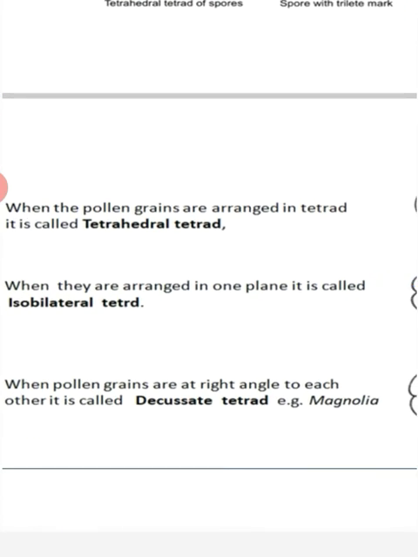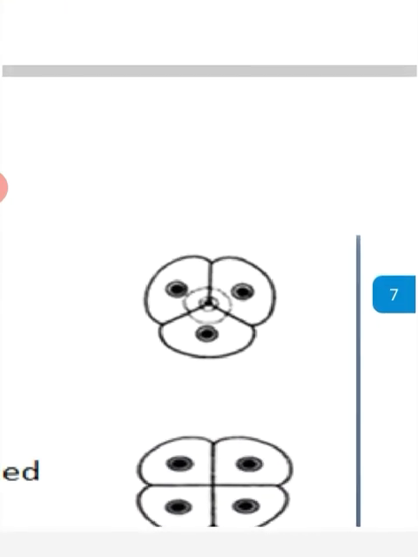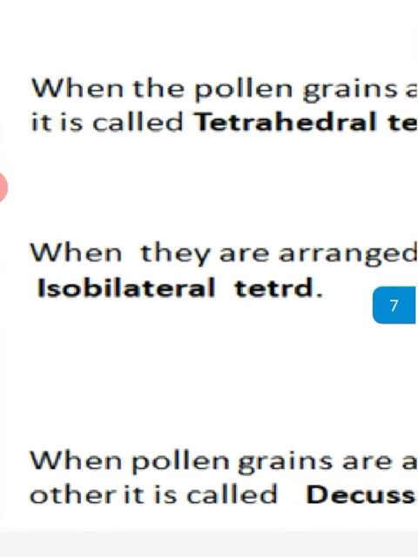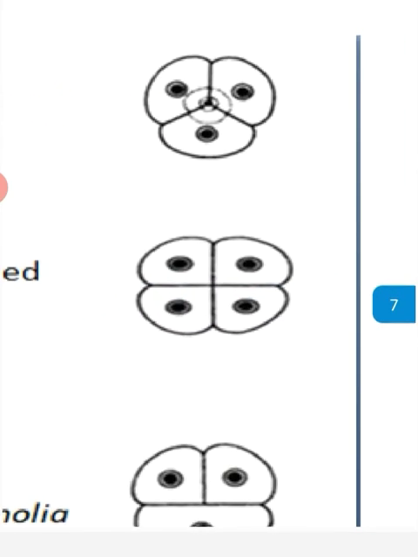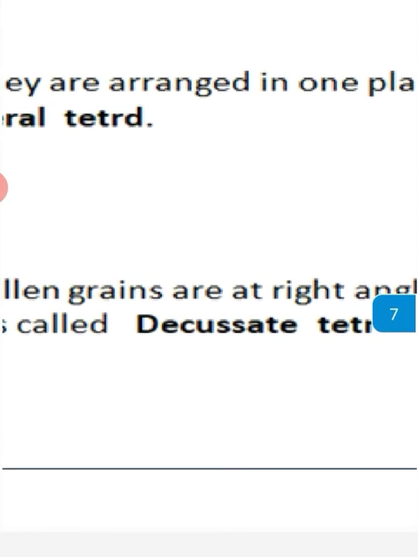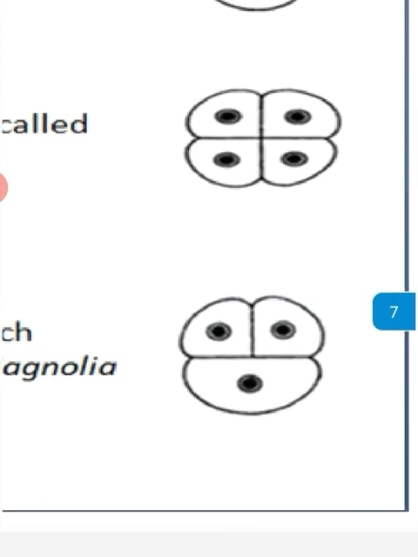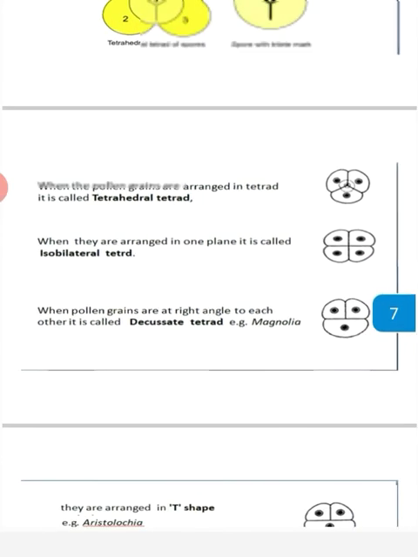Sometimes when the pollen grains are arranged in the tetrad, it is called a tetrahedral tetrad like this. Four spores arranged in the tetrahedral manner. Sometimes they are arranged in one plane, that is the isobilateral, second figure. Sometimes the pollen grains are at right angle to each other, that is called the decussate. That means two pairs are arranged at right angle. So they are either tetrahedral, isobilateral, or in the decussate arrangement.